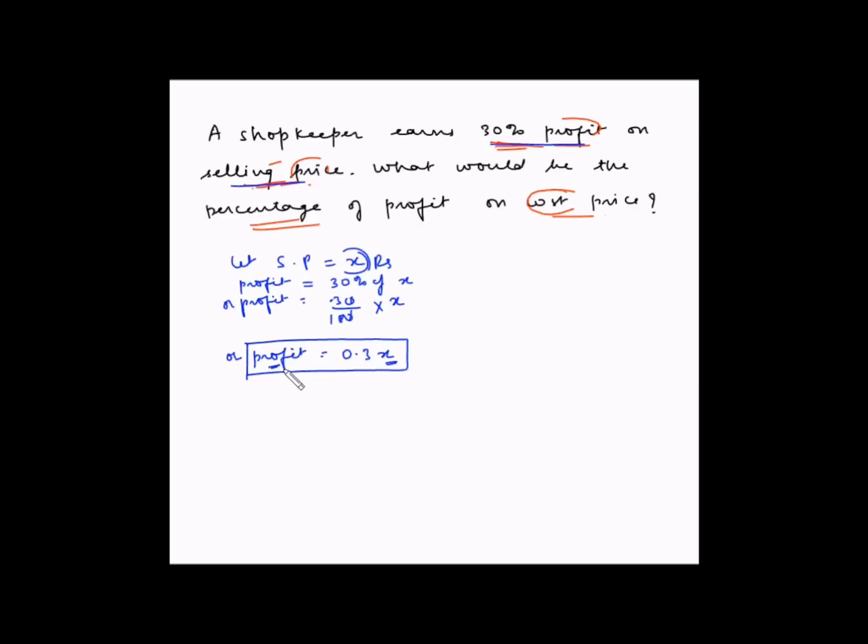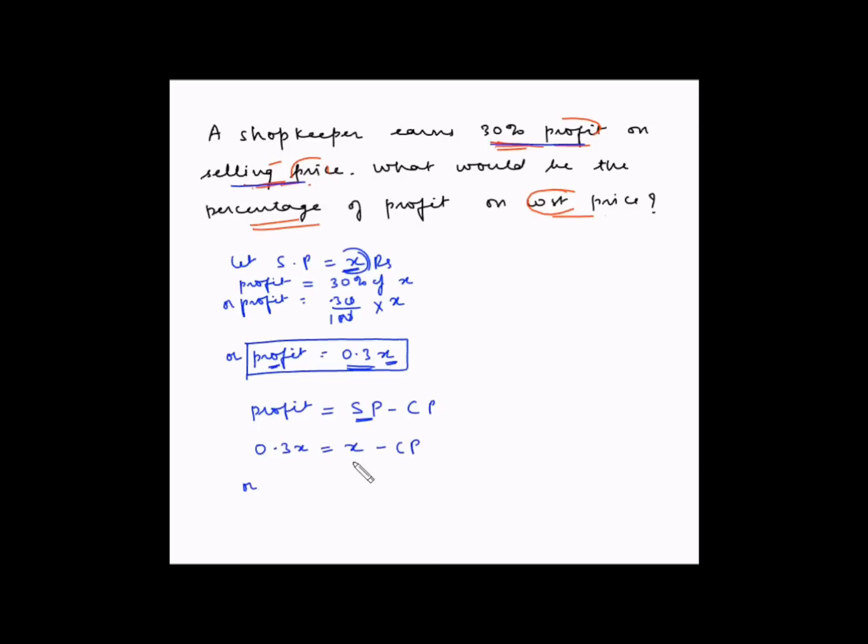Now, since we have been given that he's making a profit, that means the selling price is bigger than the cost price. So now let's put the formula down for profit. Selling price is bigger, so we'll subtract the smaller number from the bigger number. So profit is equal to selling price minus the cost price. Now we know that profit is 0.3 times X. So this is 0.3x, and this is equal to the selling price we considered as X rupees. So selling price is X minus the cost price.